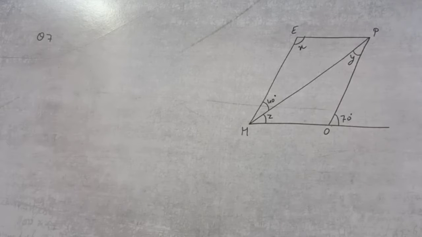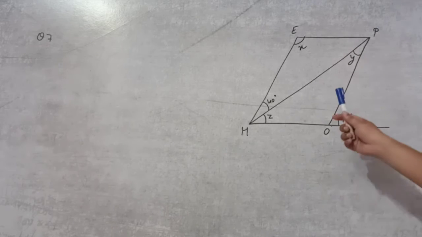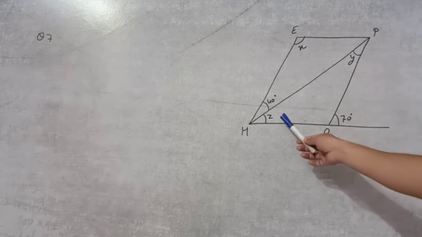Now the question number 7. In question number 7 it is given the adjacent figure HOPE is a parallelogram. Then we have to find the angle measure X, Y, Z and state the property you use to find them. So here also we have to find the value of X, Y and Z, and it is given the parallelogram.